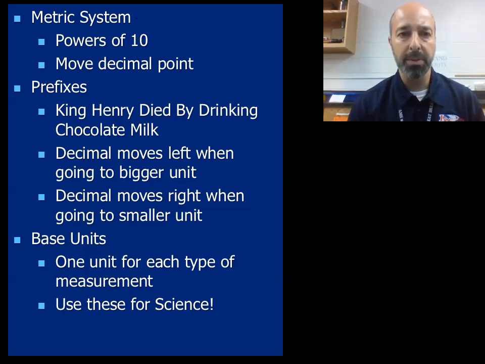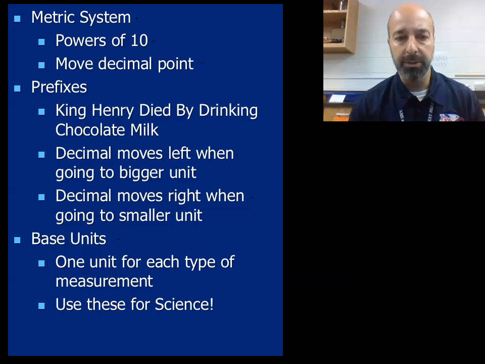So today we learned about the metric system. We learned that it is based on powers of 10, and hopefully myself as well as Yoda helped you to convince you that this is an easier way of doing things and makes a little bit more sense. Remember that when you are multiplying and dividing by 10, it really means just moving a decimal point around. That's pretty easy as far as math goes. We learned the prefixes and the easy way of remembering it. King Henry died by drinking chocolate milk. Tragic for Henry, good for us. The decimal point moves left when you are going to a bigger unit. It moves right when you're going to a small unit.